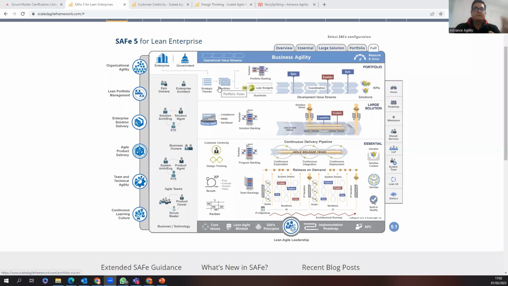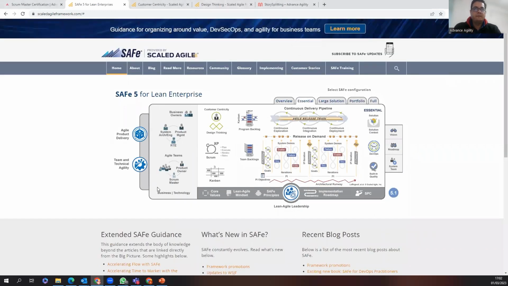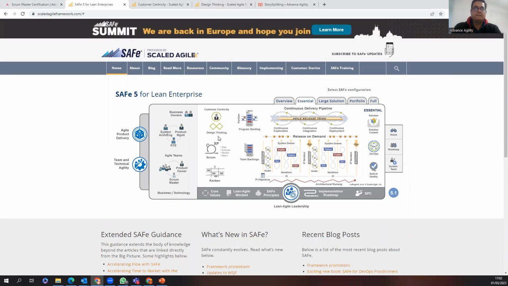If you are well versed with this big picture, this is the Scaled Agile Framework. In SAFe, we have multiple levels and multiple configurations. When we want to implement the basic SAFe, we see customer centricity and design thinking somewhere here. So let's understand what customer centricity is.